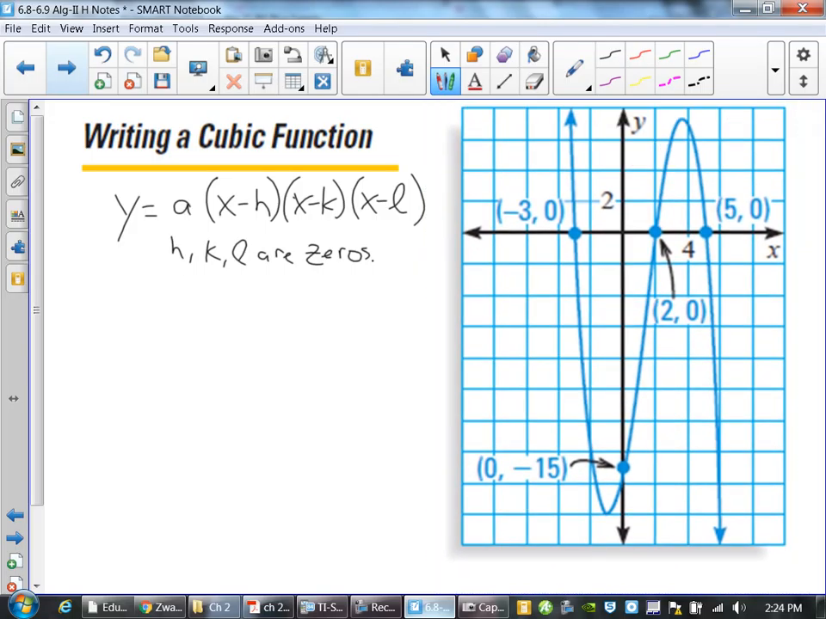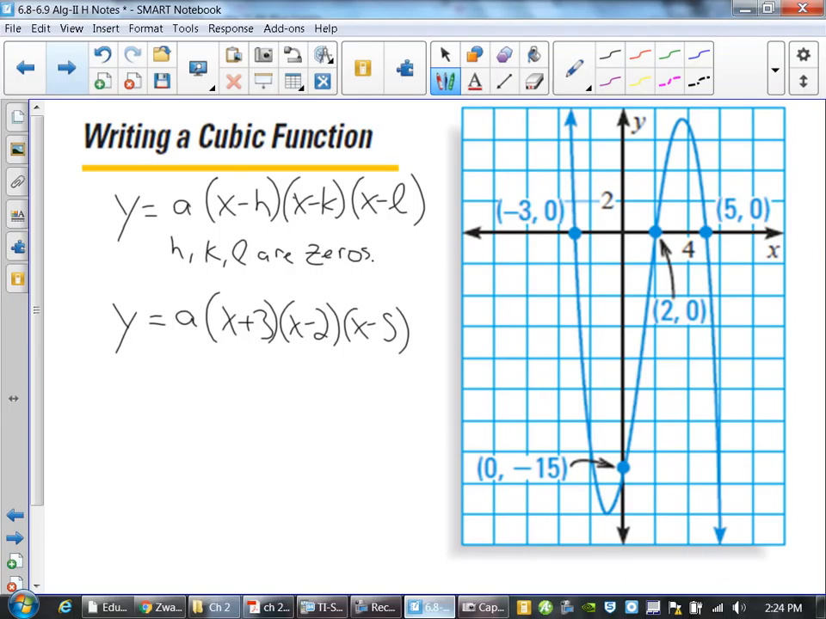I have this graph here where I have zeros at -3, 2, and 5. My zeros are at -3, 2, and 5, which means my terms would be x plus 3, x minus 2, and x minus 5. And I still have this value of a and some value of y. A is your scalar multiplier that tells you how high things are going, how skinny they're going, and what direction they're going.